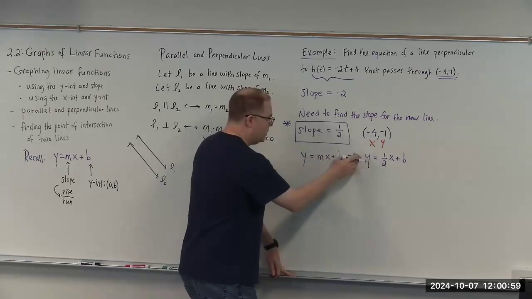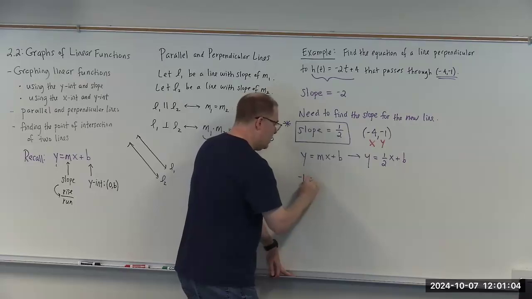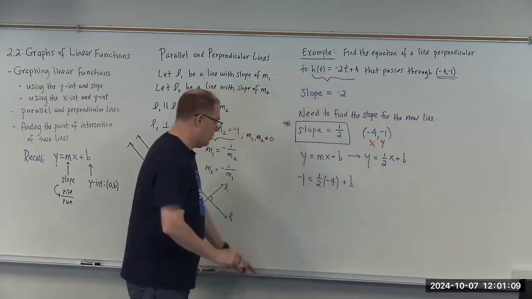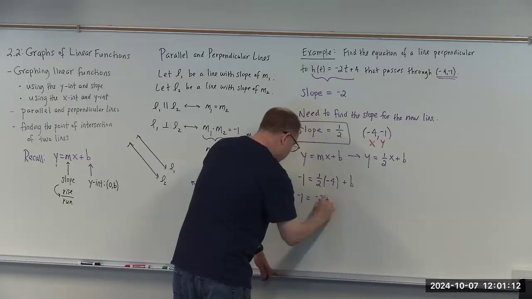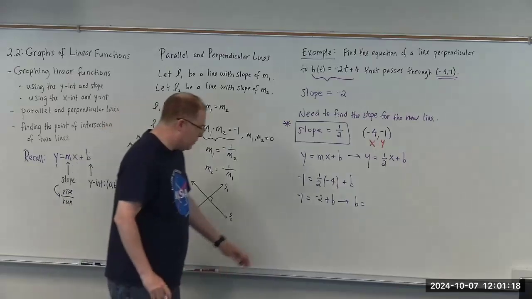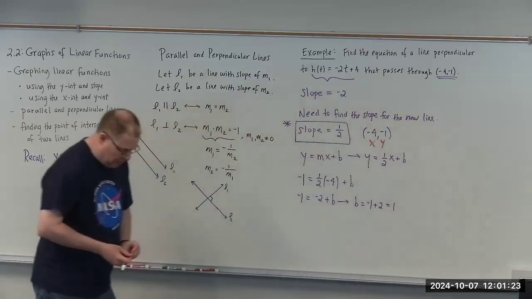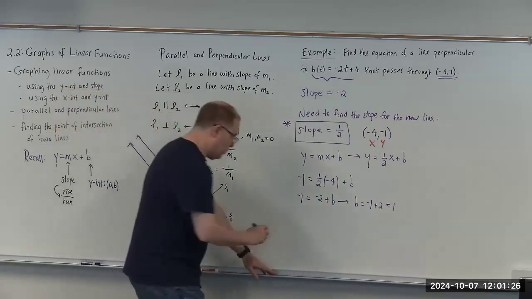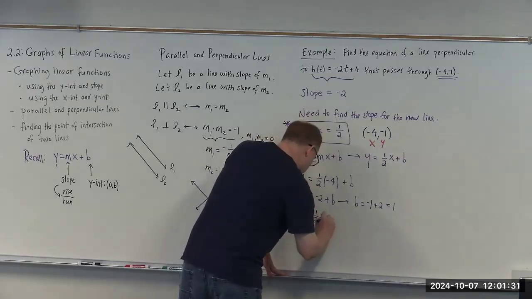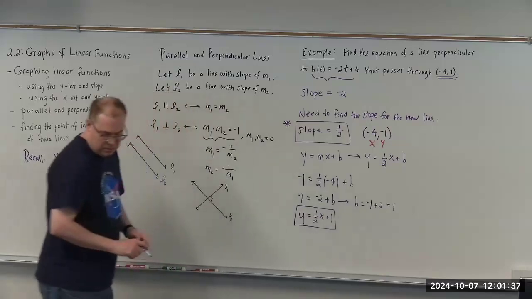So we plug those in. When x is -4, y is -1. So we get -1 equals 1/2 times -4 plus b. So we get -1 equals -2 plus b. Solving for b, we get -1 plus 2, which means that b has to be 1. So our equation is y equals 1/2 x plus 1. There's our solution.